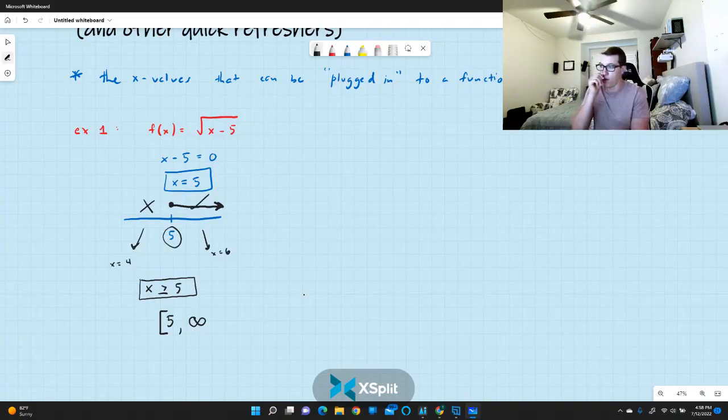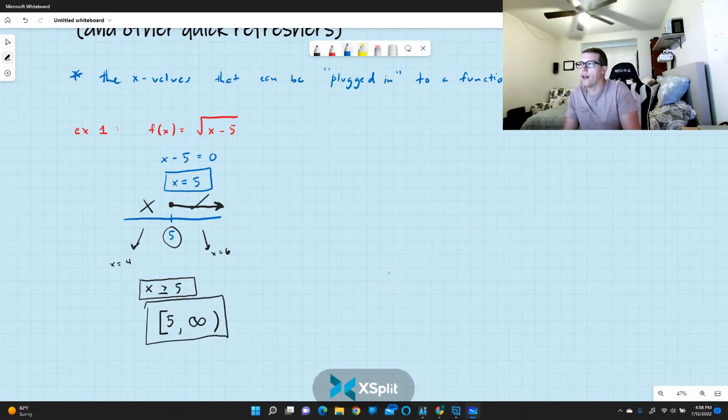Well, the end of the interval goes all the way to infinity. So we put an infinity, and we always put a parenthesis on infinity because infinity is not a number. We can approach infinity, but we cannot equal infinity. And that would be the domain of this function in interval notation. I prefer interval notation. Technically, inequalities are fine, but you should get used to interval notation. All right, so that's the first one with a radical function.